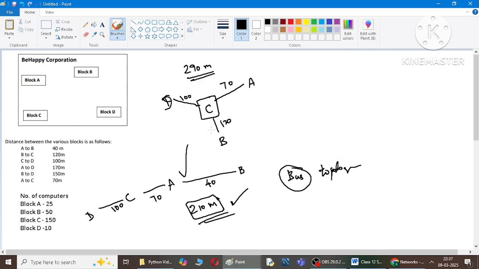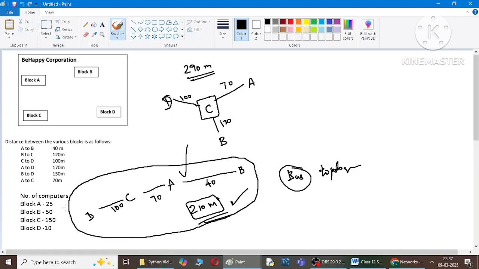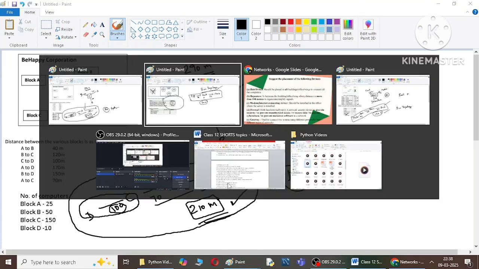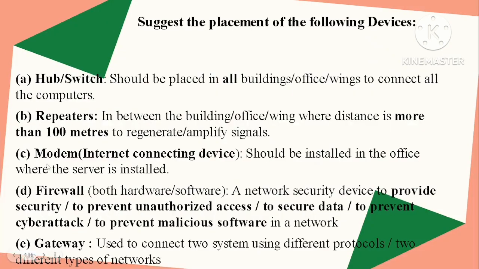Look at this. Where should the repeater be placed here? So you have drawn a topology here, DCAB. Now you should write the repeater should be placed between block C and D because the distance is 100 meters, whereas it is not required in these two places. Okay. Where is modem placed? I already told you, it should be installed where the server is.